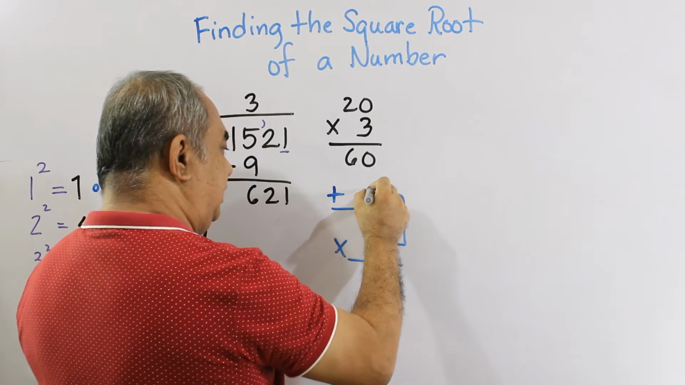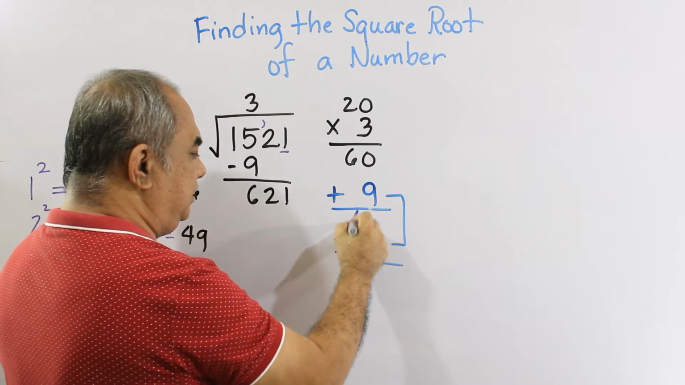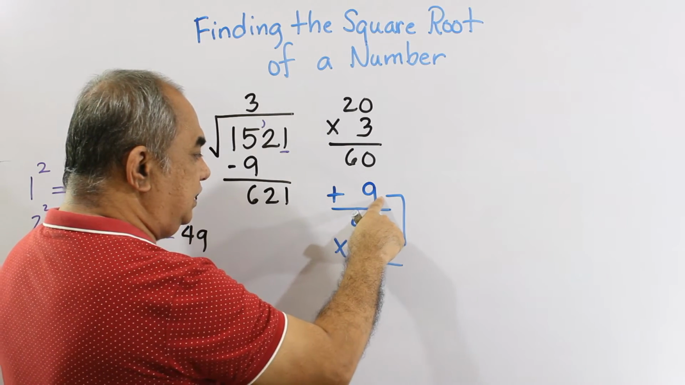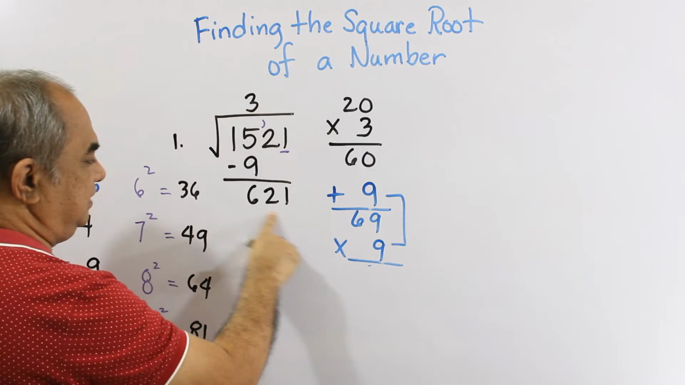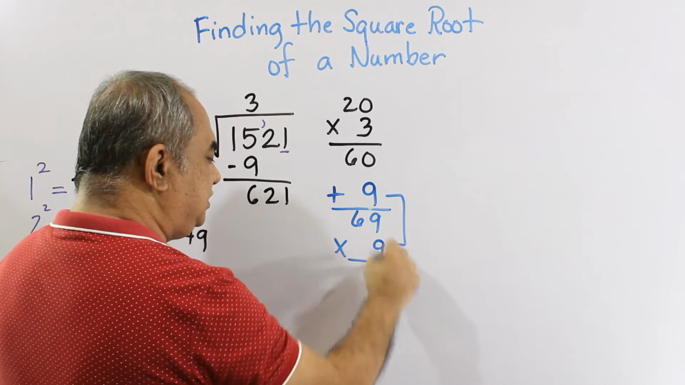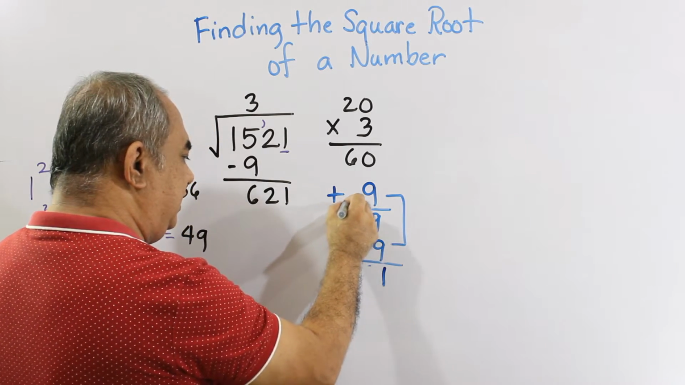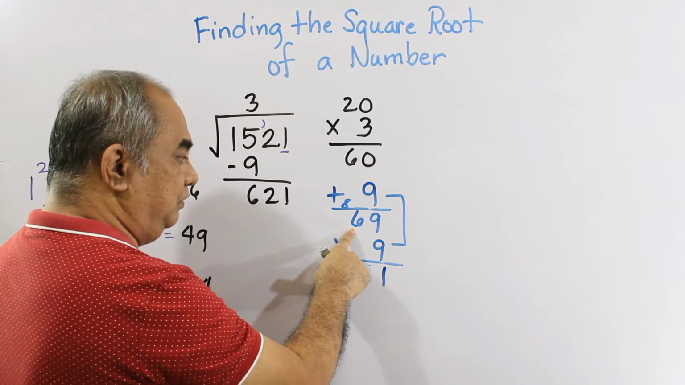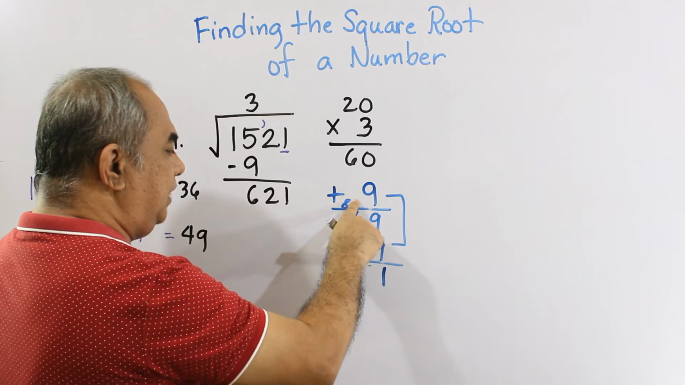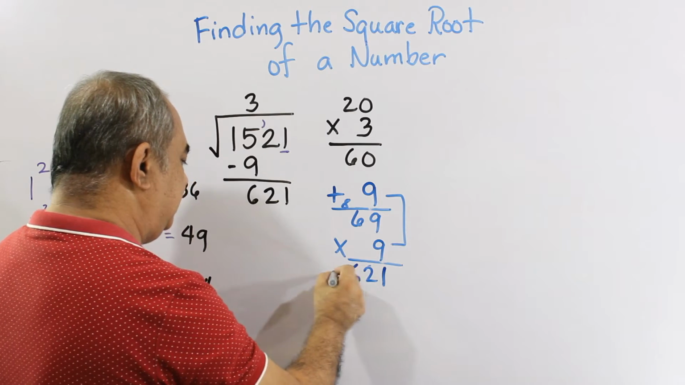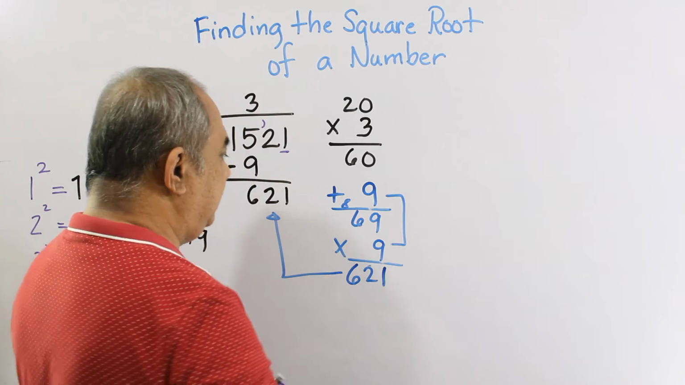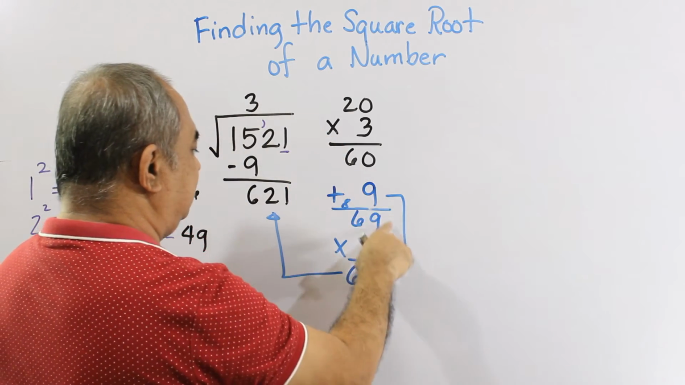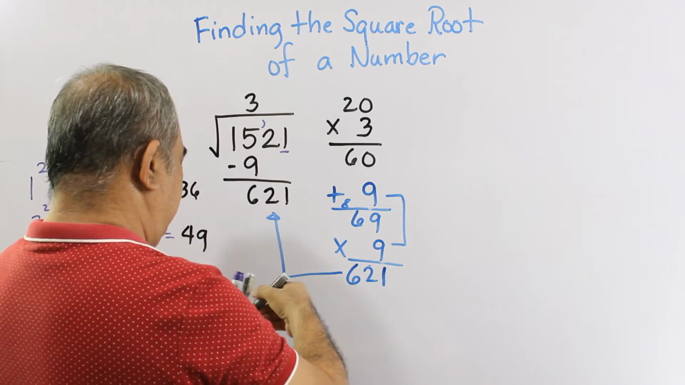So let's say we have 9 here. 60 plus 9 will give you 69. And 69 multiplied by the same number 9 should give us this number. Let's check. 9 times 9 will give you 81, carry 8. 9 times 6 will give you 54. And 54 plus 8 will give you 62. As you can see, they are completely the same. Meaning to say, the last number that you're going to write here is 9.